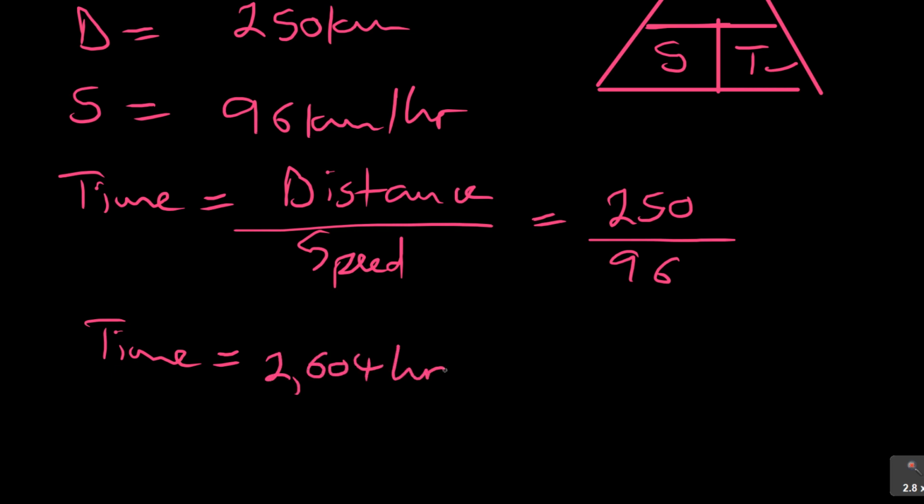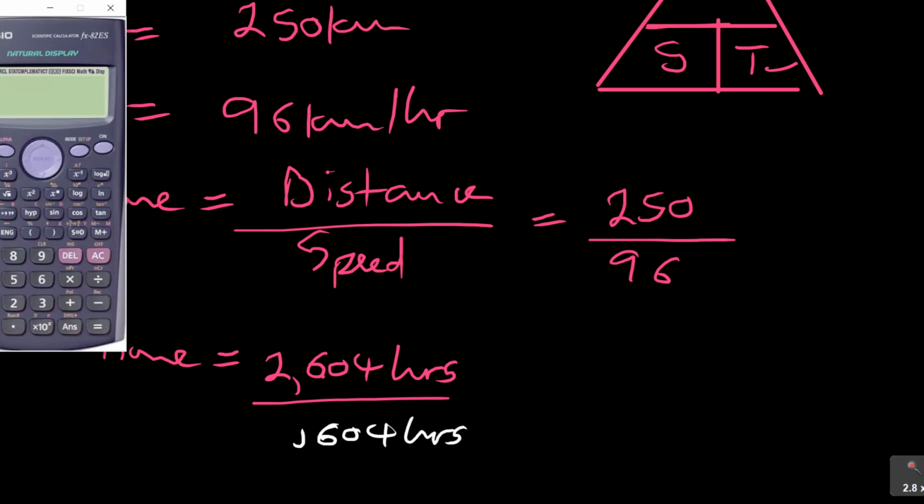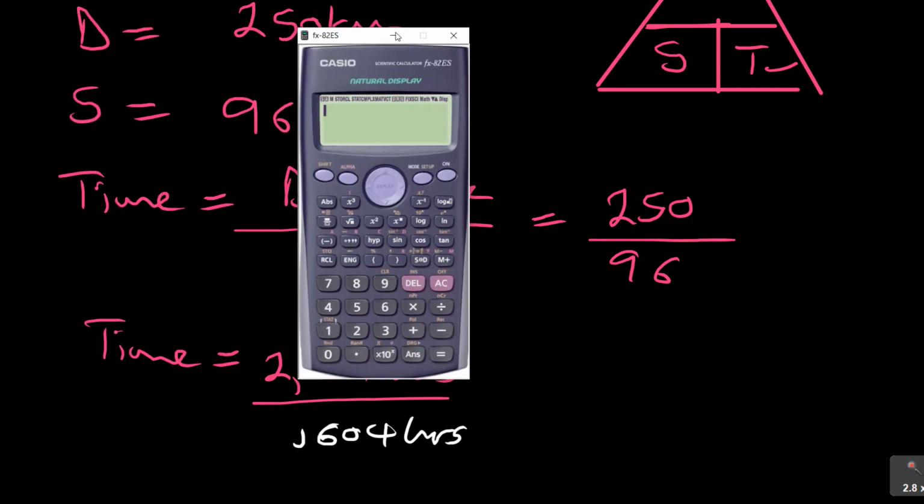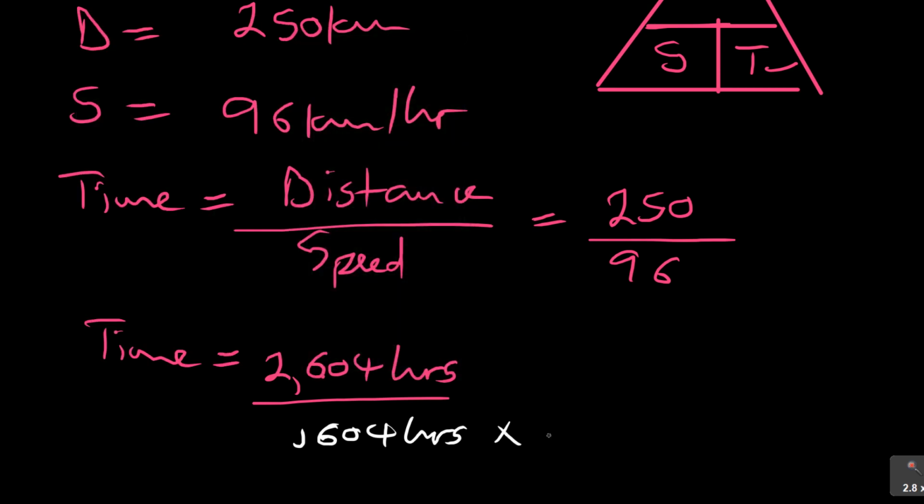This is hours. But now you want to convert to hours and minutes. Already 2 hours is in hours, so you need to convert this part, the 0.604 hours, to minutes. What you do is multiply it by 60. Remember, there are 60 minutes in an hour. So you're going to multiply it by 60.